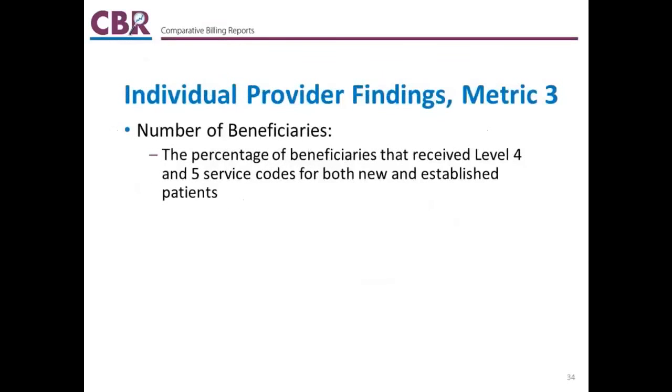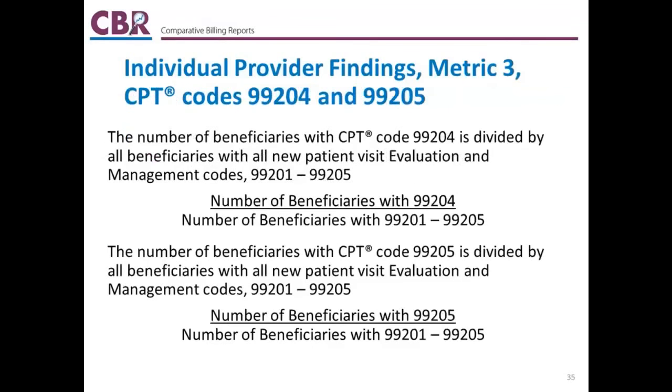Finally, let's look at metric 3, which analyzes the number of beneficiaries that received level 4 and 5 service within the time frame. This metric shows the percentage of the beneficiaries who received higher level encounters. Again, we'll first review the calculations and then look at the table. In metric 3, the number of unique beneficiaries that received a level 4 encounter is divided by the number of unique beneficiaries who received a level of care that was submitted with a new patient encounter. The calculation is then replicated for level 5 new patient visits, code 99205.